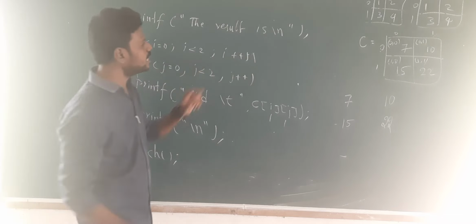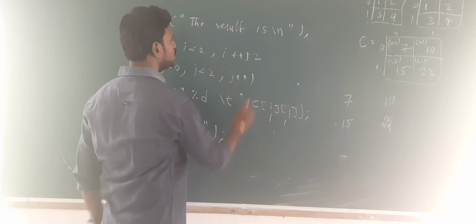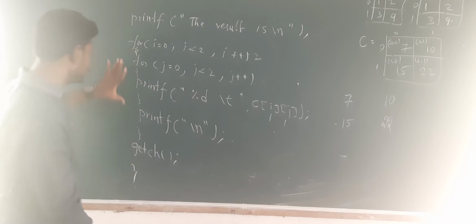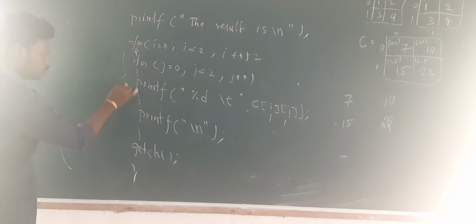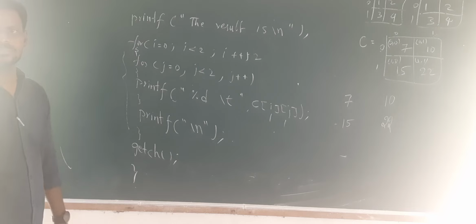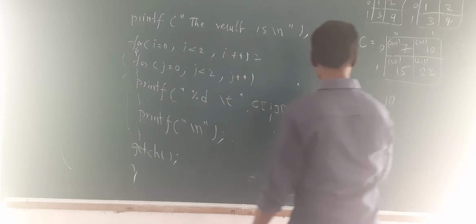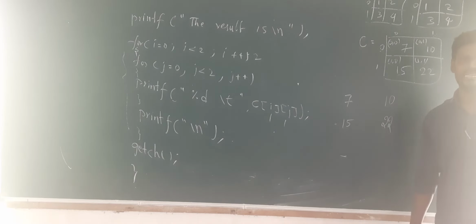After this, I will be incrementing the value of i. i will become 2 here. 2 less than 2, no it is not. It will come out from the entire for loop and it will stop the program. See the output. This is the result of your matrix multiplication.